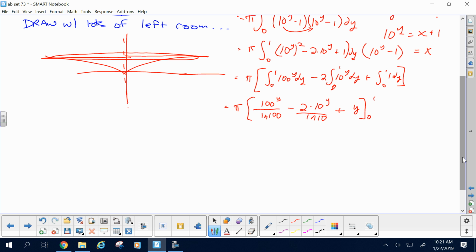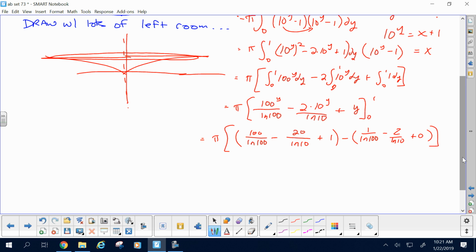Yay, yay? All right, pi times, when I evaluate at 1, I have 100 over log of 100 minus 20 over log of 10 plus 1. When I evaluate at 0, I get 1 over log of 100 minus what? What's 2 times 10 to the 0 over log of 10? 2 over log 10 plus 0.